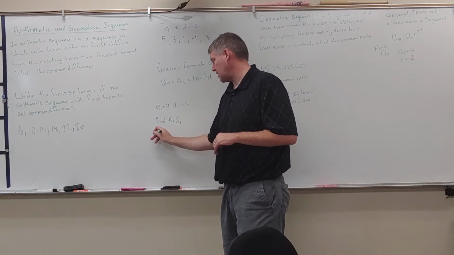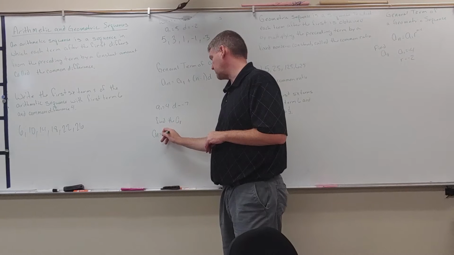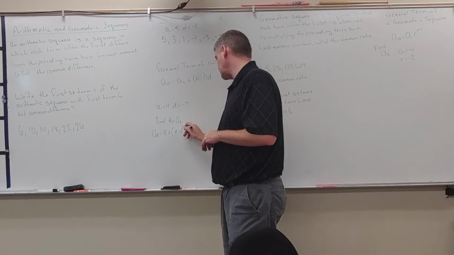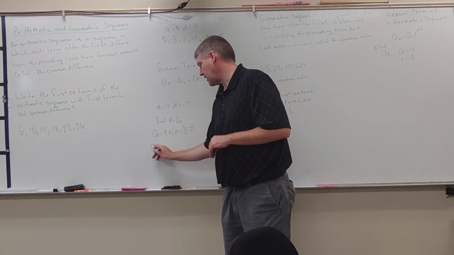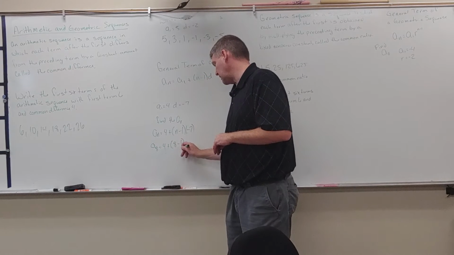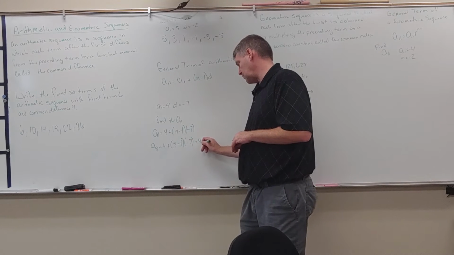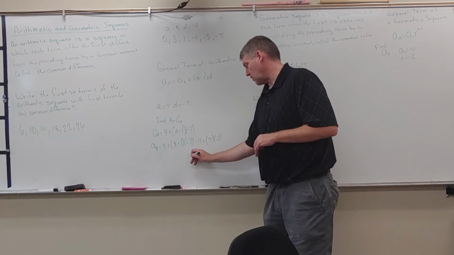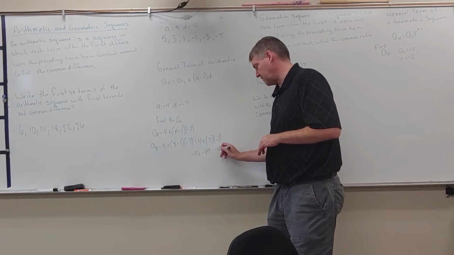So I'm going to just write this up. a sub n equals a sub 1, which is 4, plus (n minus 1) times negative 7. Now I'm looking for my 8th term, so I have 4 plus (8 minus 1) times negative 7. 8 minus 1 is 7, and 7 times negative 7 is negative 49. So I have 4 plus negative 49, or negative 45.